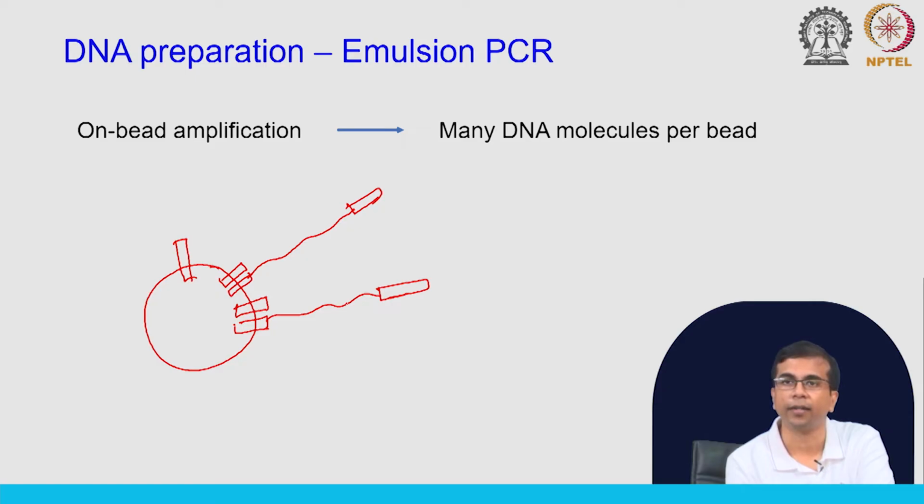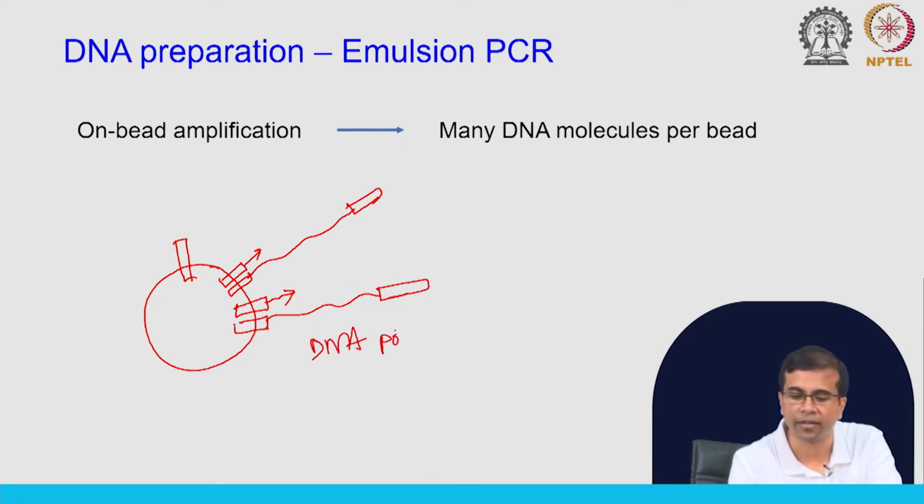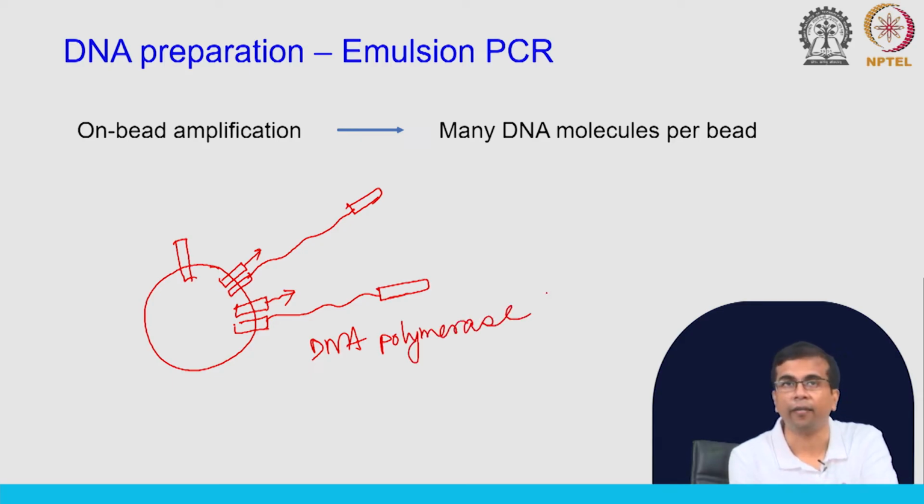So, you can have this extension from here through DNA polymerase. So, you can synthesize the complementary strand here, and you can have this on bead amplification. So, what is the idea behind on bead amplification? It is that you are generating multiple copies of the same molecule. So, you are generating these copies in the bead from just one or two molecules.